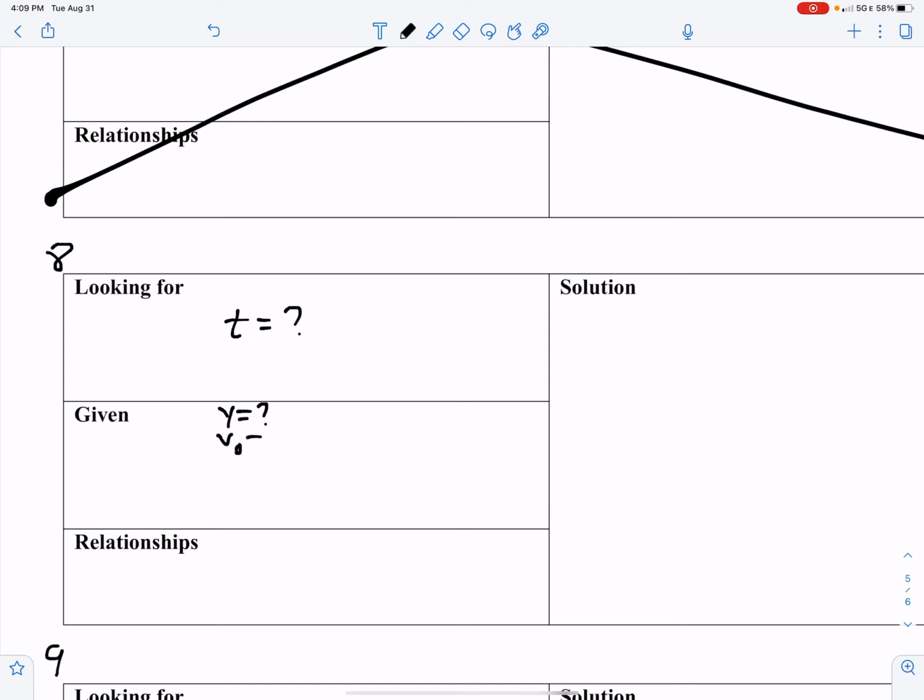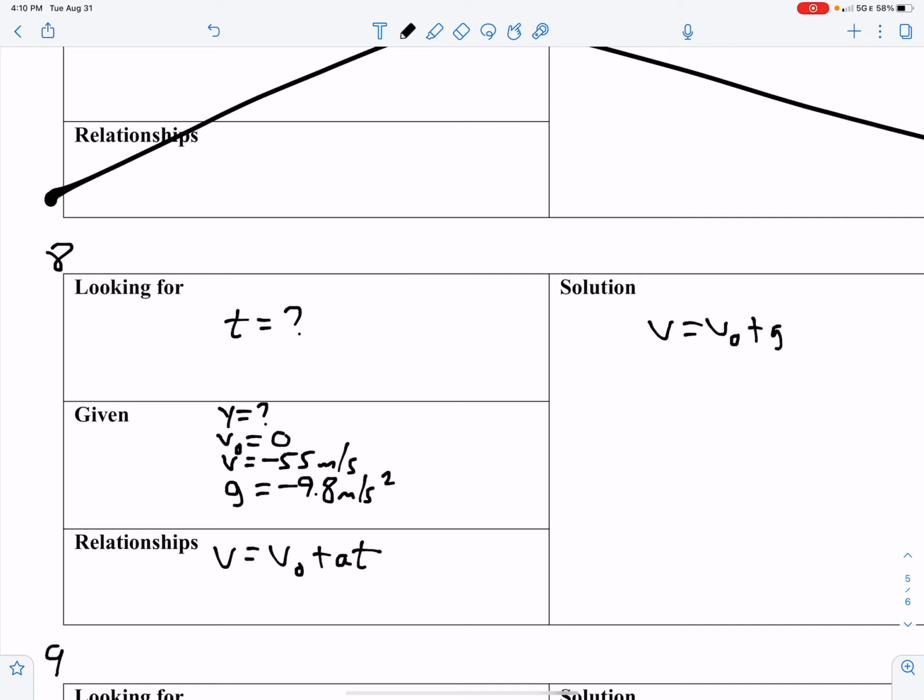We do know the initial velocity is 0, and we do know the final velocity is 55. What we need to be careful of is, since we're talking about a final velocity, the final velocity is actually negative 55. Remember, the parachuter is going in a downward direction. And then finally, of course, g is equal to negative 9.8 meters per second squared. We can use the equation for t, v naught, v, and g as, again, equation number 2. Rewriting it, of course, it's v equals v naught plus g t.